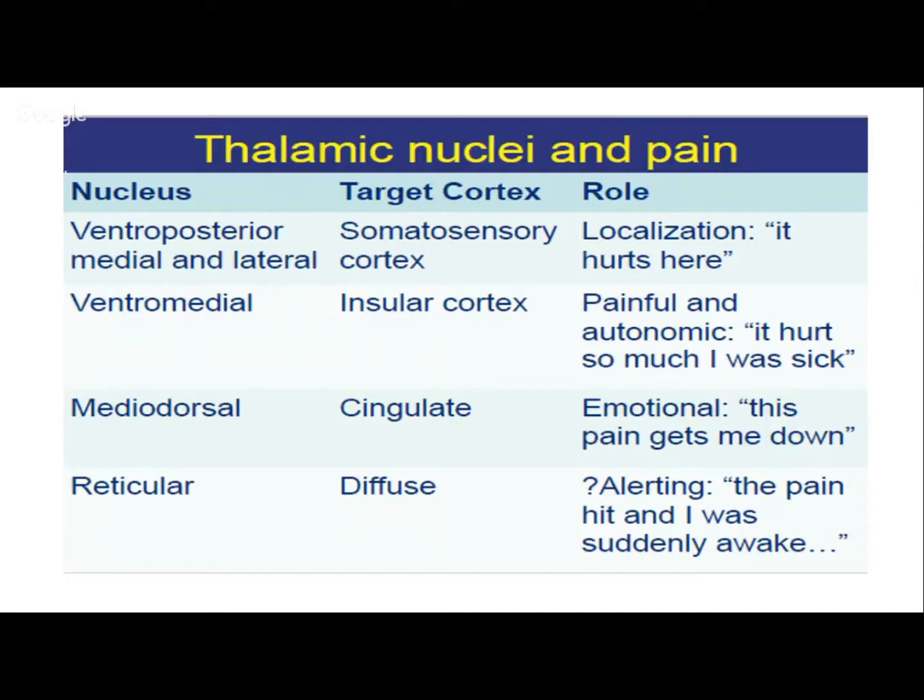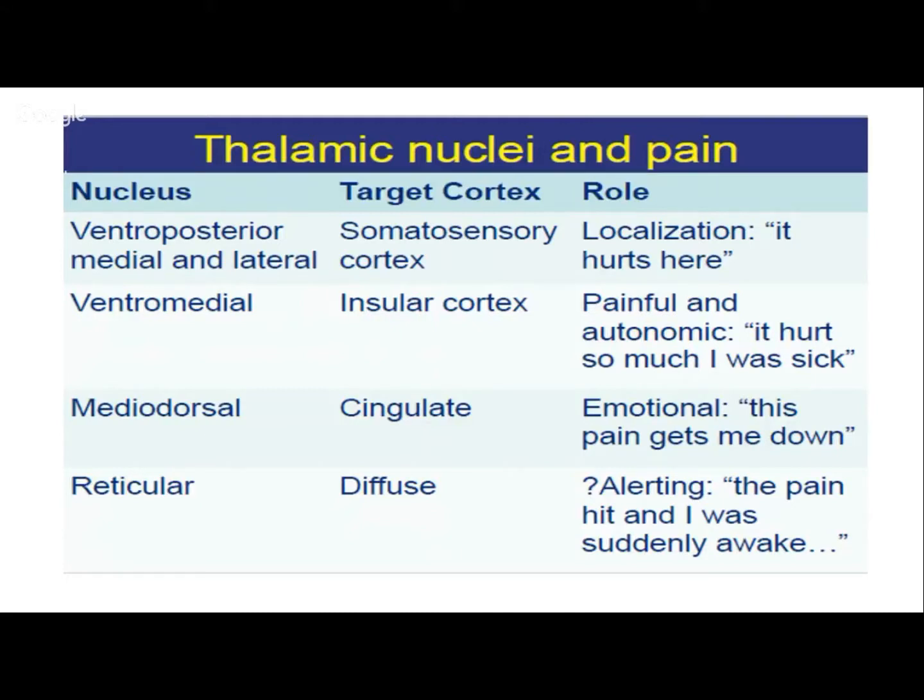Okay, so also is the amygdala. This pain gets me down, or I'm so scared of this pain. And then there is a reticular nucleus in the thalamus where this pain pathway can go to, and then it projects basically diffusely to the cortex, which leads to an alerting response. The pain hit me, and I was suddenly awake. That's that sort of a component.